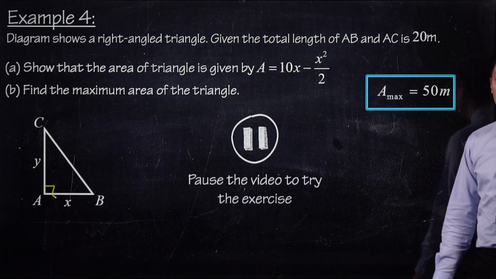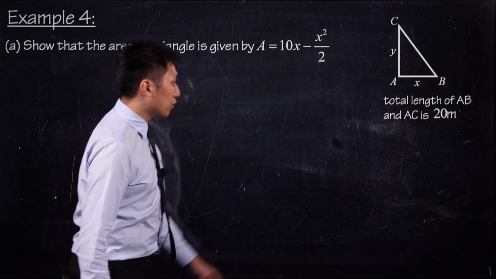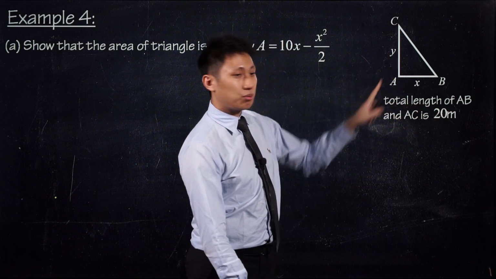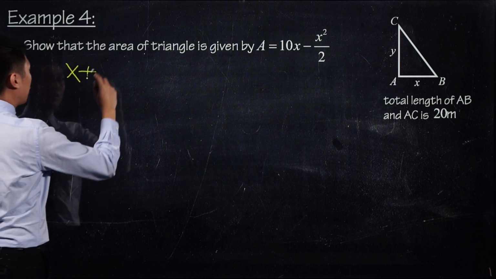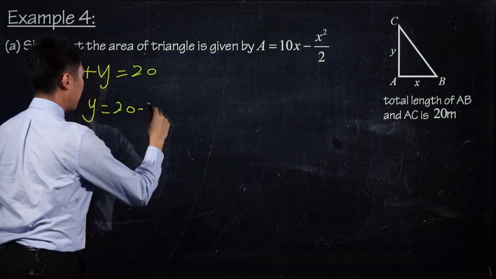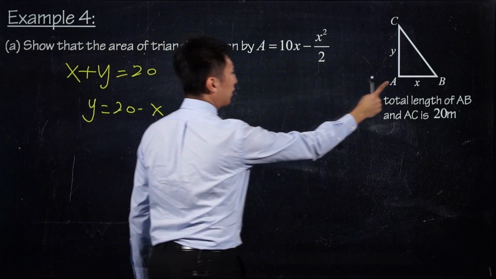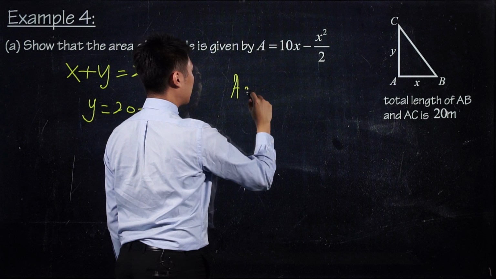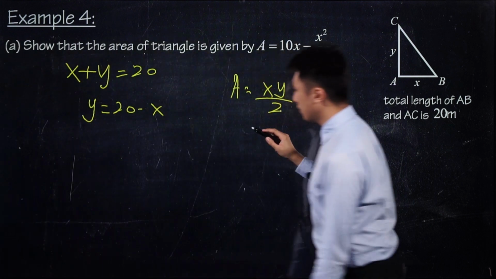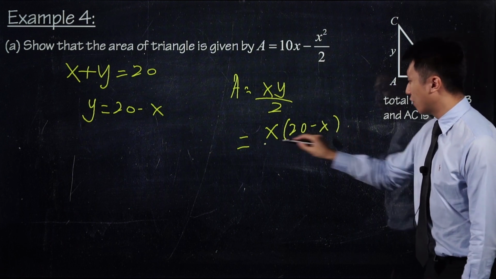Pause the video and try this. Now, I'll solve this question for you. Okay, let's do it. You know the total length of AB and AC is 20, so x plus y is 20. So y is then 20 minus x. No problem? Great. Next, the area is x, y over 2. So x is x, y is 20 minus x, then over 2.